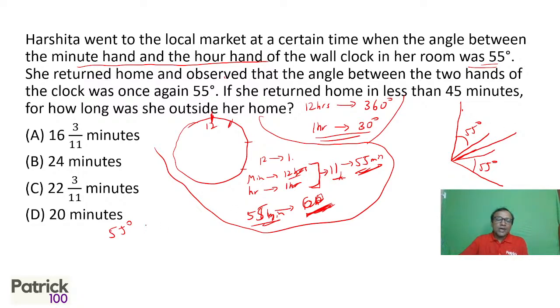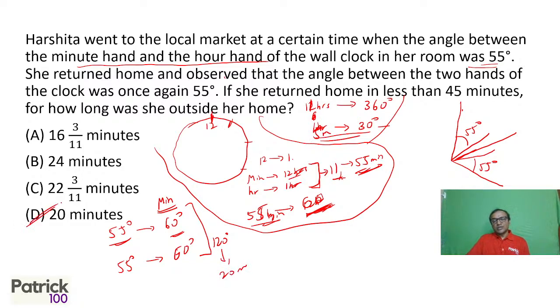So when they meet at 55 degree, the minute hand would have traveled 60 degree. When the relative angle is 55 degree, the minute hand must have moved 60 degree. Similarly out here, when the relative angle between them is 55, the minute hand must have moved 60 degree. So total the minute hand has moved 120 degrees. Remember, 5 minutes is 30 degree. So 120 degree will be nothing but 20 minutes. D option is the answer.